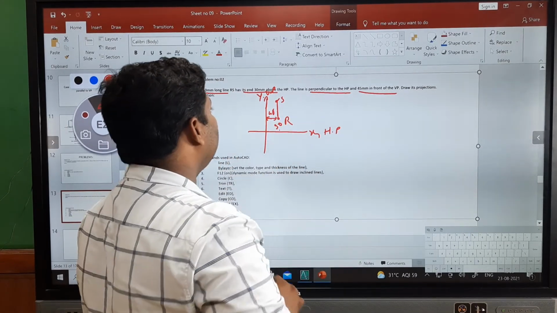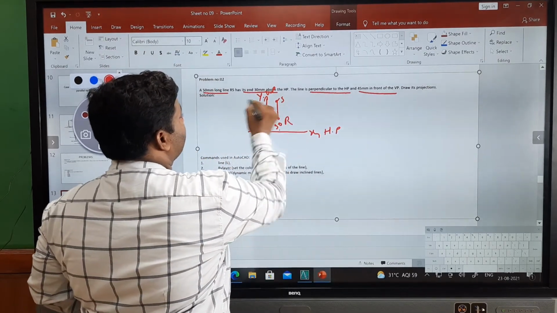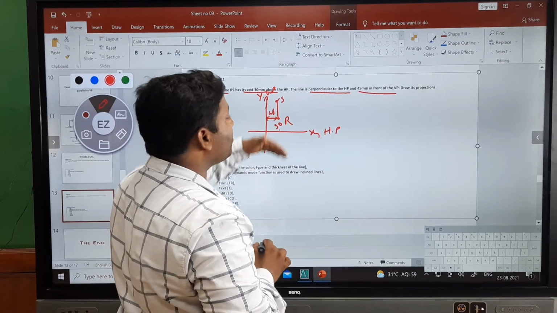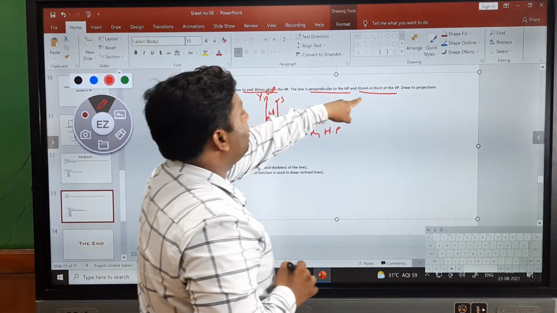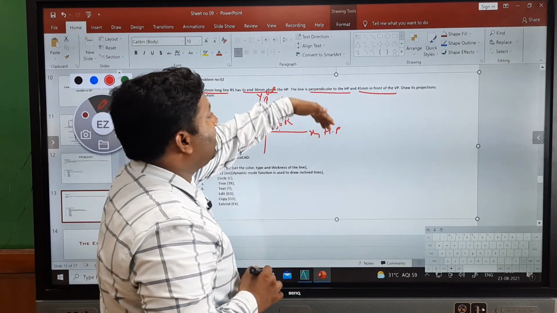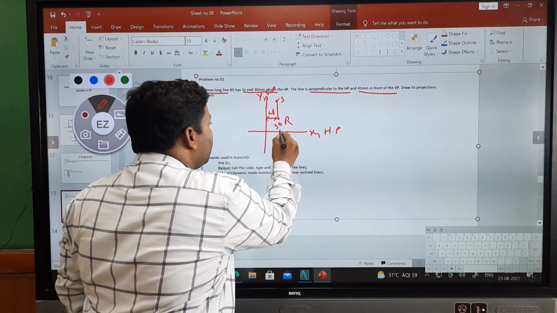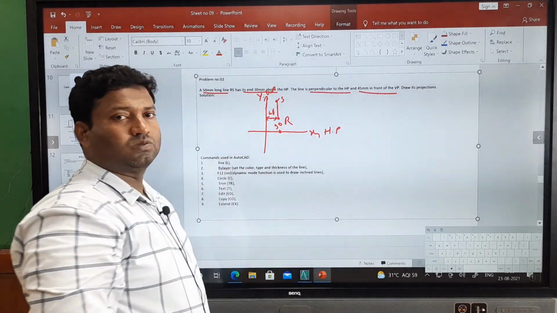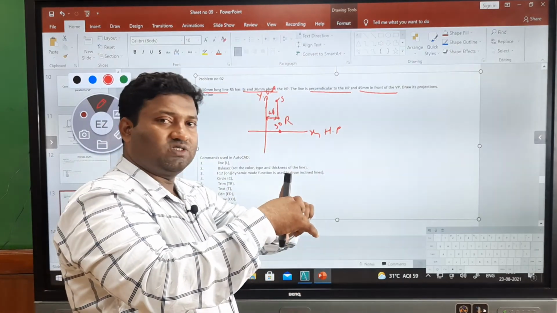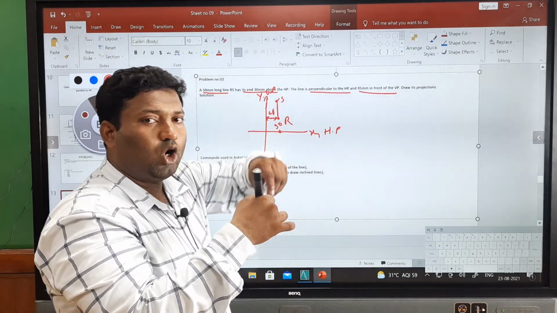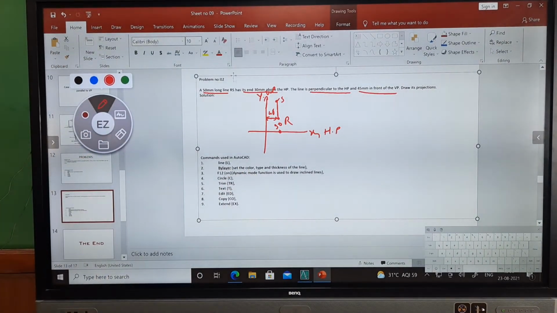Now I have to draw this diagram. When I view from the front view, the line appears on the VP, that is 30 mm above the HP. When I view from the top, the length of the line, 50 mm, is appearing like a dot here, because when we view the line from the top, instead of its length, it is represented with a dot. That's it. So this diagram we have to draw in the AutoCAD.